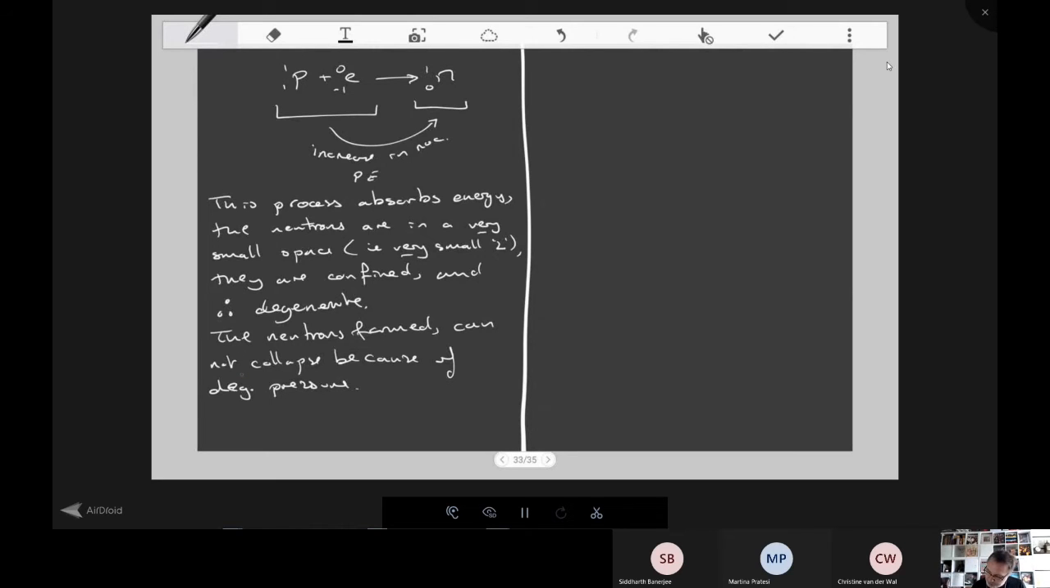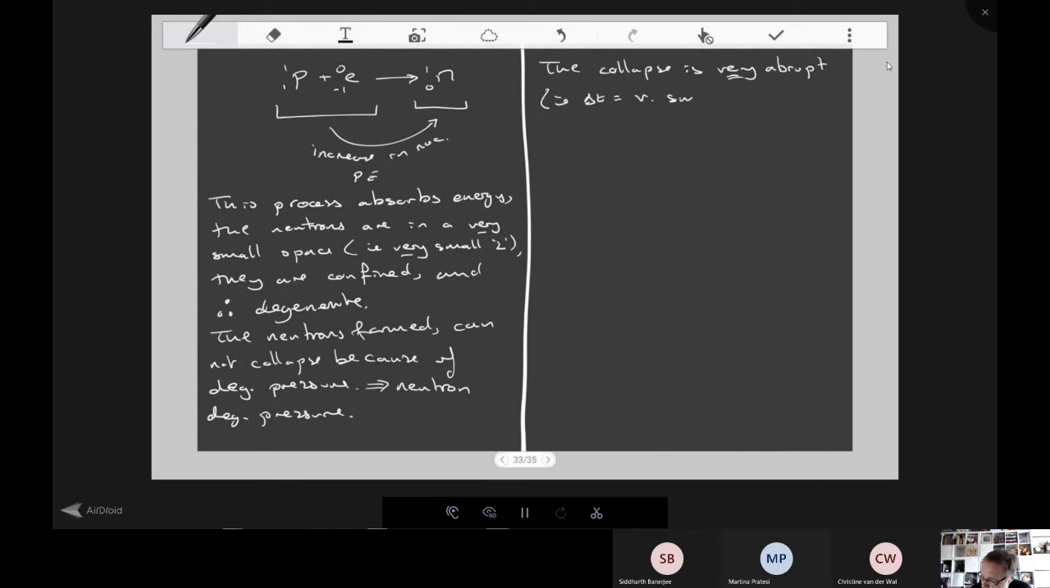So the neutrons formed cannot collapse because of degeneracy pressure, and we call that neutron degeneracy pressure. The collapse is very, I don't know whether I like using this word, very abrupt. I don't know whether that word has general understanding, i.e. the delta t is very small.